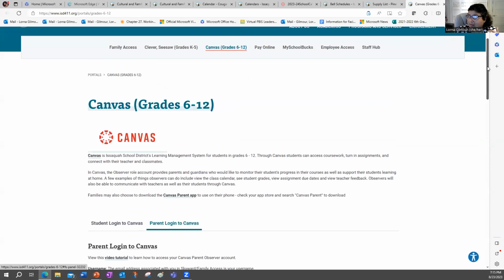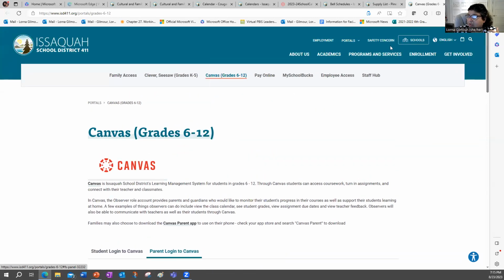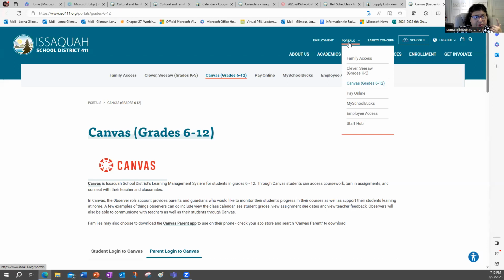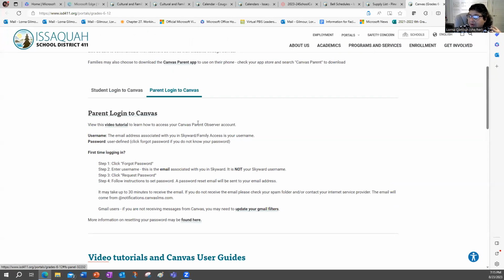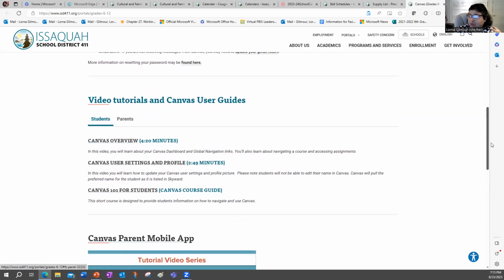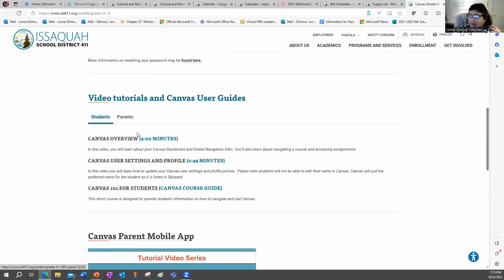Now, one of the great things about this page, which you can log in through, by the way, from portals, Canvas, okay? Again, if you're home and next week you're like, oh no, I can't figure out how to use Canvas. Well, easy. Portals, Canvas, come here. Here are instructions for parent login. Here are many tutorials on how to use Canvas.